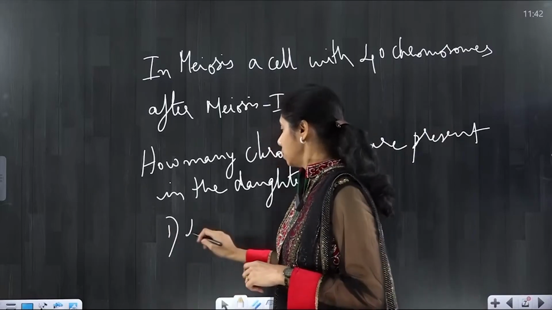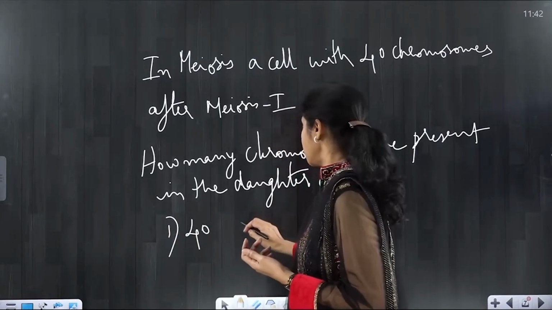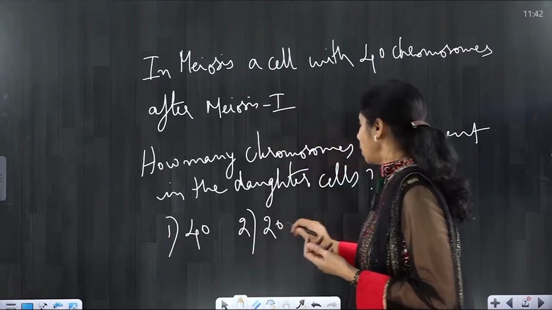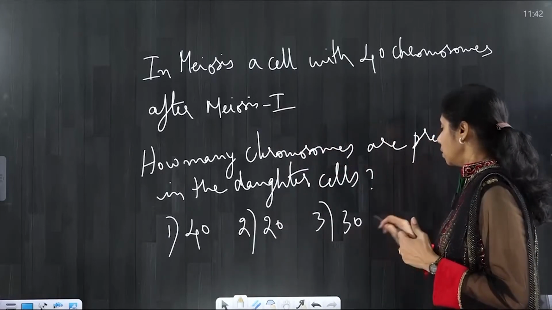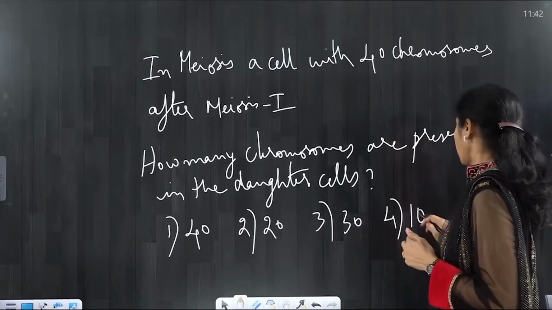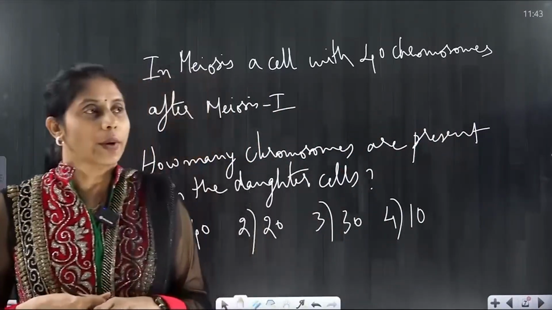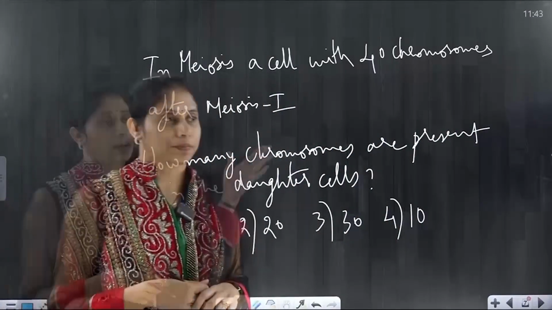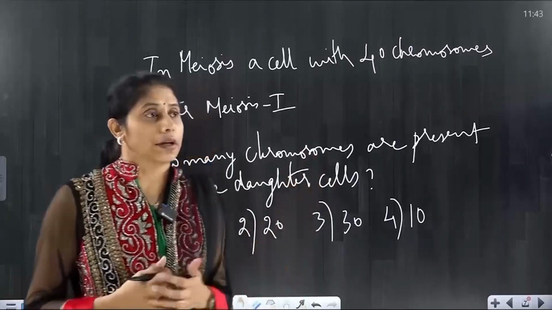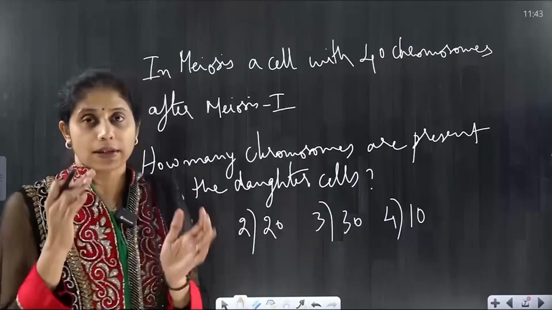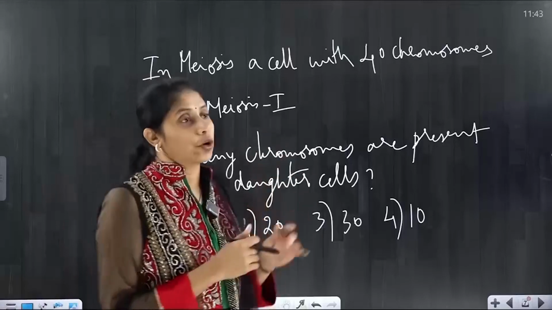The answer is, you can choose the options: 20, 30, 10. 20. Very good. Continuation for that only. Continuation. Okay, that means that cell is having 40 chromosomes.